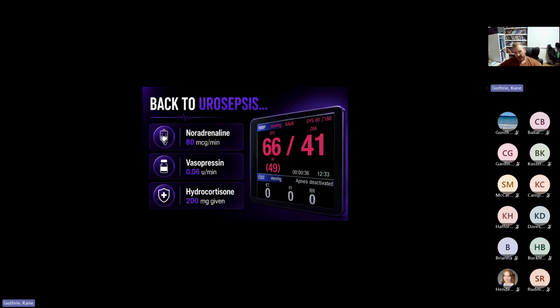So let's finish off, and we'll go back to our urosepsis case. So we've got our noradrenaline up to 80 mics per minute. Vasopressin's maxed out at 0.06 units a minute. We've given 200 of hydrocort. His blood pressure's down to 66 on 41. So this patient's circling the drain in front of you.